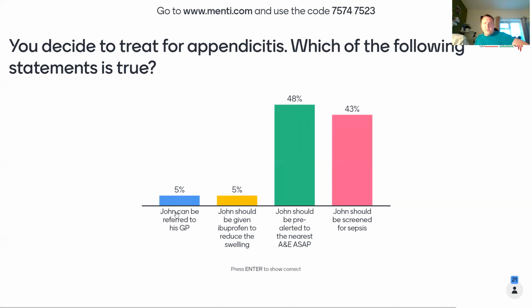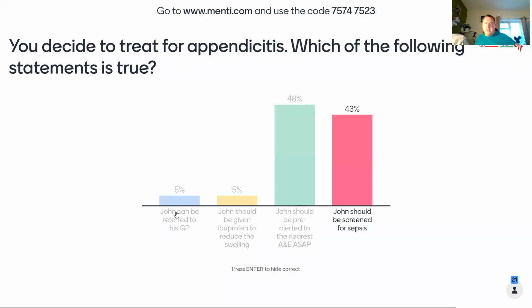John should be given ibuprofen to reduce the swelling. No. With acute abdomen, we tend to stay away from anti-inflammatories until we know exactly what's going on. Just to make sure there's no active GI bleed going on, which obviously anti-inflammatories can make worse. So we're evenly split, aren't we, between John should be pre-alerted to the nearest A&E as soon as possible, or John should be screened for sepsis.